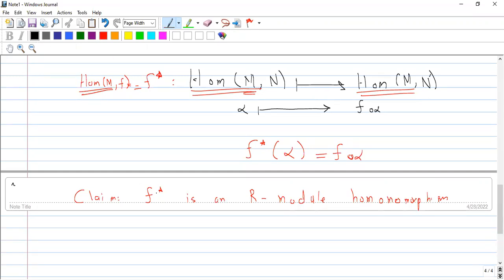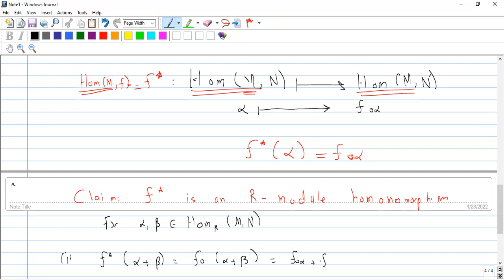So for this purpose, for alpha, beta in Hom, we can see that F star of alpha plus beta, by definition F star alpha is equal to F composition alpha. So F star of alpha plus beta is equal to F composition alpha plus beta, and this is equal to F composition alpha plus F composition beta, and this is equal to F star alpha plus F star beta.